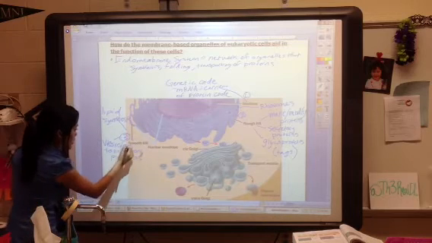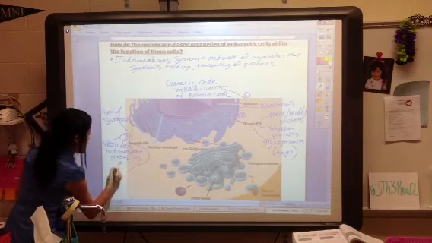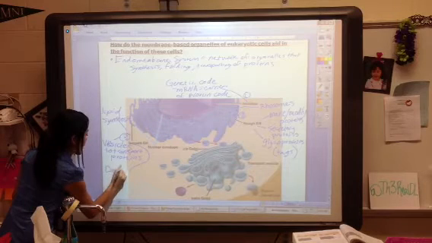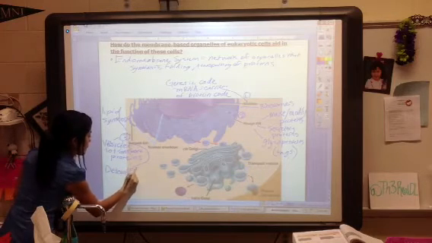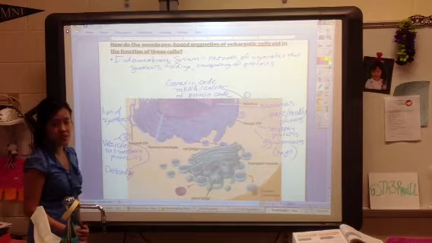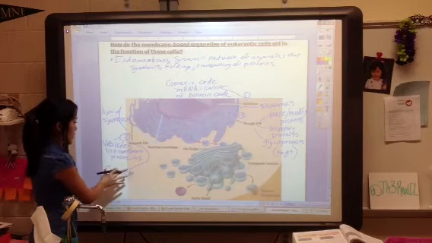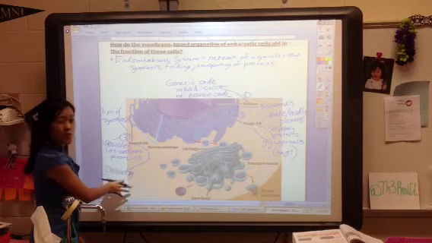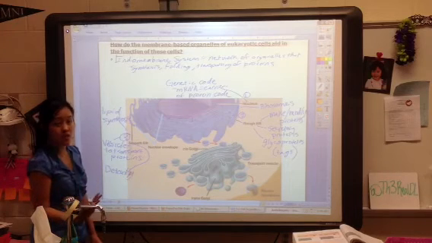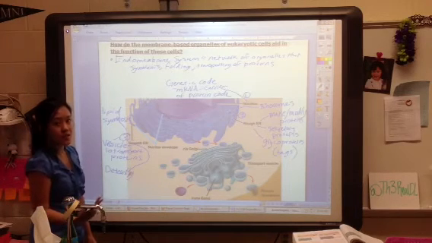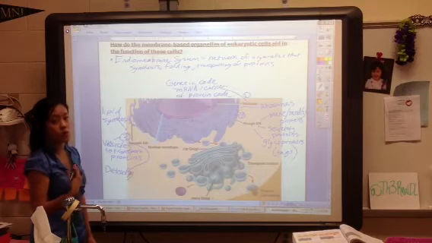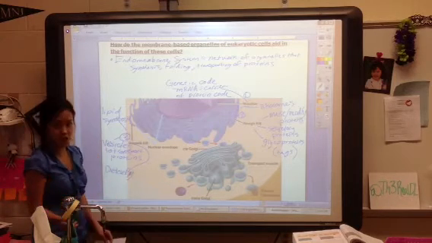And the smooth ER can also be involved in detoxifying compounds that enter our cell. So alcohol and actually some drugs as well can be broken down by the smooth ER. The smooth ER will actually add a hydroxyl group to certain drugs, making it more polar, making it more soluble, so it's more likely to flush out of your system.